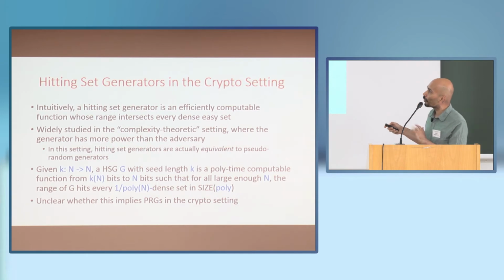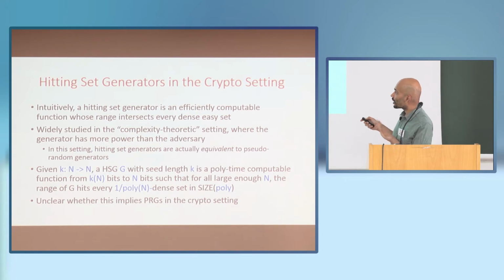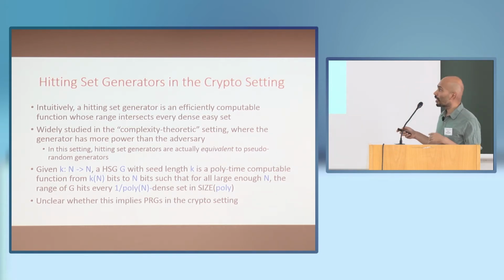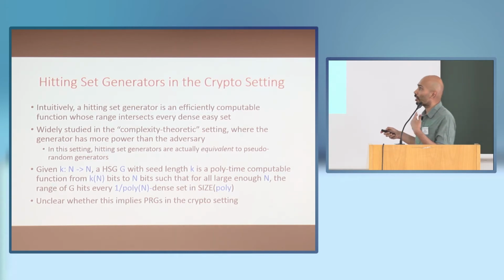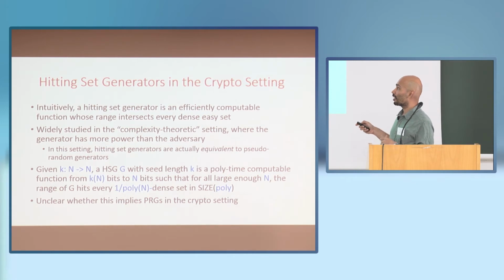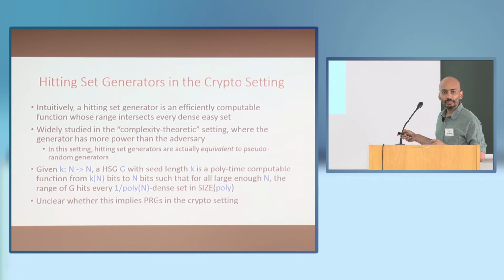But that's what a hitting set generator is. It's an efficiently computable function whose range intersects every dense easy set. So you don't want to approximate every easy set, you just want to intersect it. And this is widely studied in the complexity theoretic setting, where the generator has more power than the adversary. This is a setting that's useful for de-randomization. So when the generator can run in exponential time in the seed length, and the adversary is, say, some fixed polynomial time, then there's a, oh, sorry?